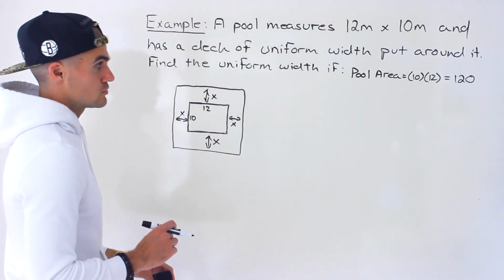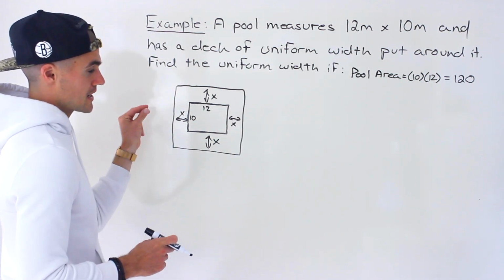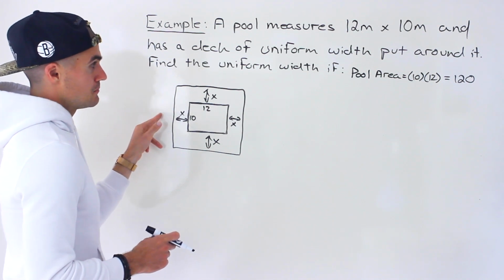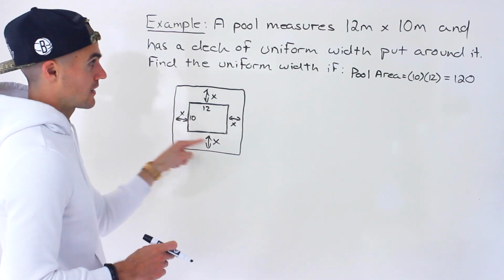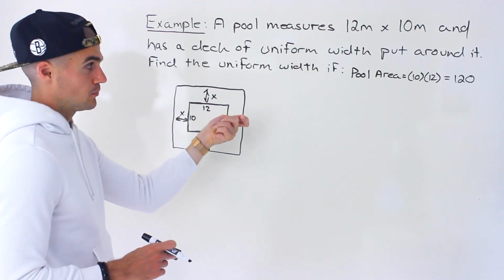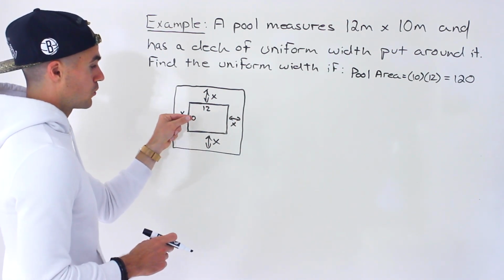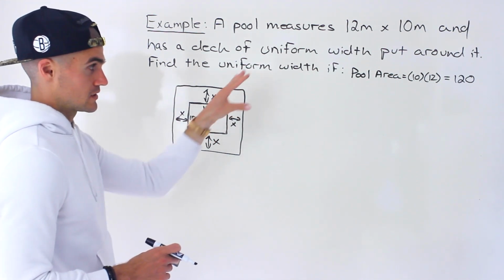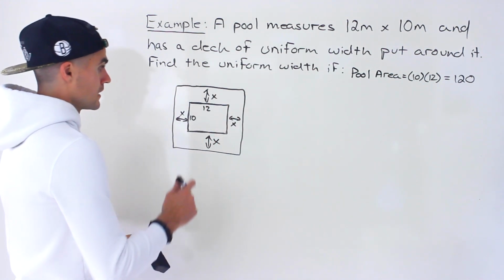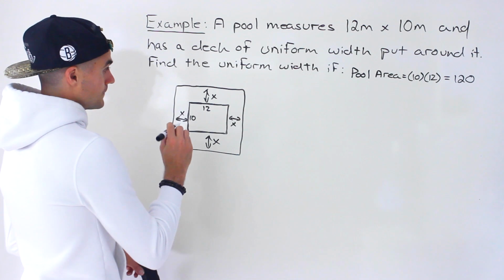And that's going to be used especially in parts A and B, because in part A, we're told that the deck's area is double the pool's area. And then in part B, we're told that the entire area is double the pool's area. So it's just going to be doubling that amount right there. So that's the pool area.